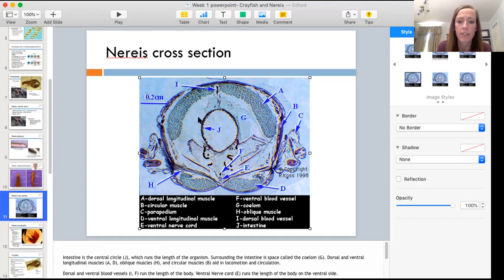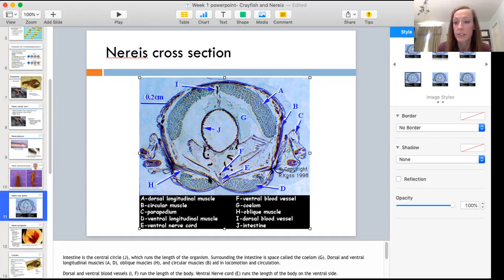I had mentioned the intestine, which of course is used for processing food, is J. Just outside of that is the space, the coelom, in between the digestive tract and the body wall. So that's letter G here. And then we have a couple of blood vessels that I had mentioned on our last slide. I is the dorsal blood vessel, and F is the ventral blood vessel. And then just underneath the ventral blood vessel, like I said, that's where you're going to find your ventral nerve cord, letter E.